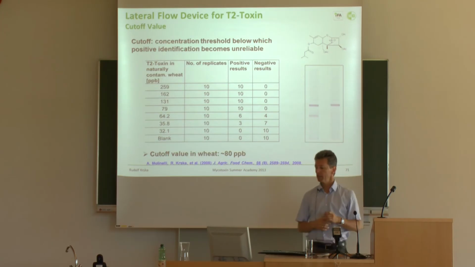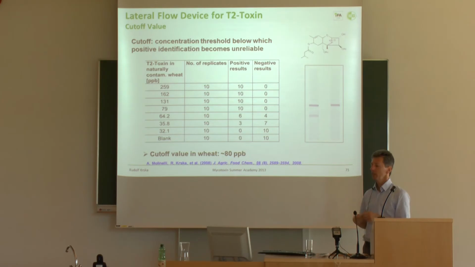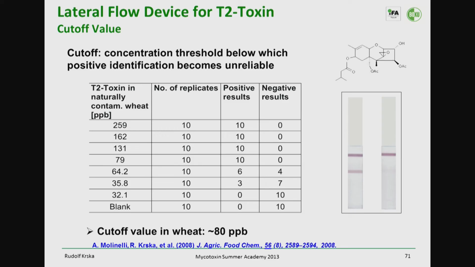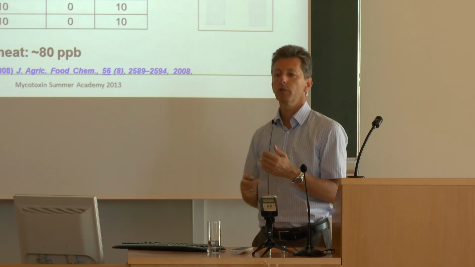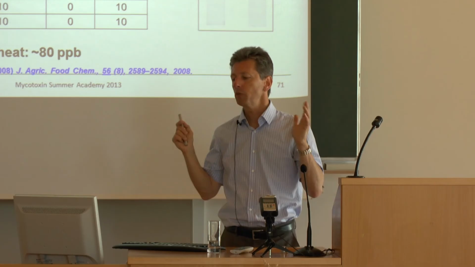And just to round that up, reporting results when you have such a strip test and you perform measurements of T2 toxin in naturally contaminated wheat, 259 microgram per kilogram down to 32 microgram per kilogram in the blank, you perform 10 measurements and you get actually how many positive results and how many negative results. Certainly any negative result is an absolute no-go. A positive result is acceptable, but it is not to be overinterpreted.